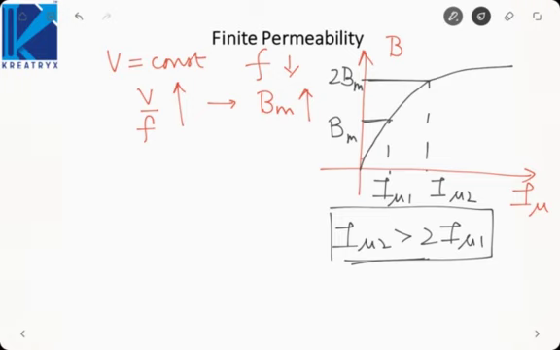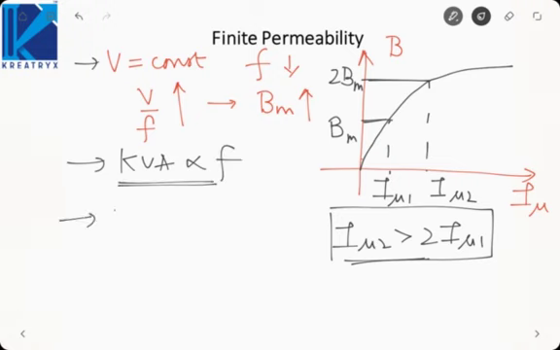Now, usually the kVA rating of the transformer is directly proportional to the frequency. Because my voltage rating depends on the frequency, while the current rating does not depend on the frequency. So the kVA rating will depend on frequency. So the kVA rating of the transformer is directly proportional to the frequency of operation.